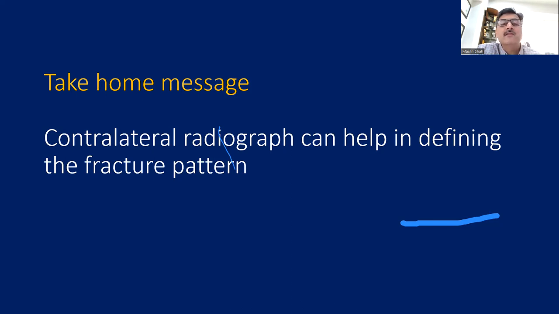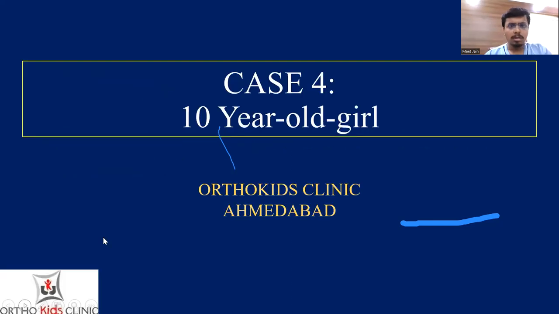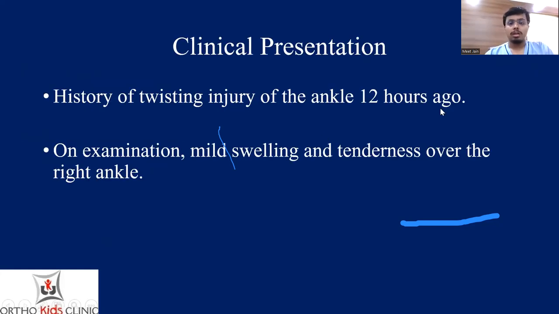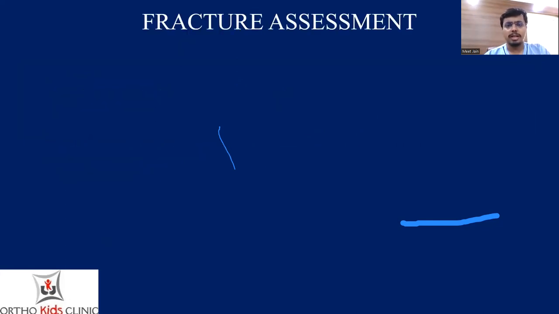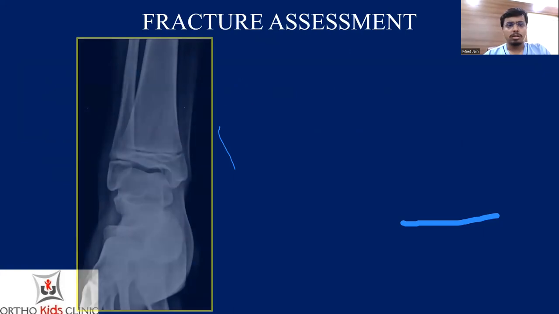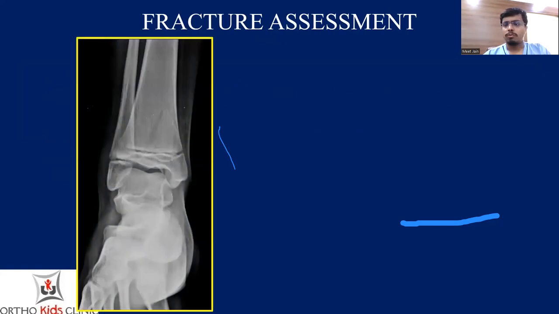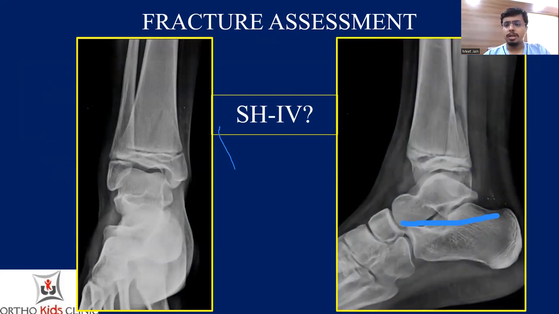Next case. Yes, sir. So the fourth case. We have a 10-year-old girl. She presented to us with a history of a twisting injury of the ankle while getting up from the school bench. This happened 12 hours ago. She came to us with mild swelling and tenderness of the right ankle. So we had the X-rays done, both the AP and the lateral views.